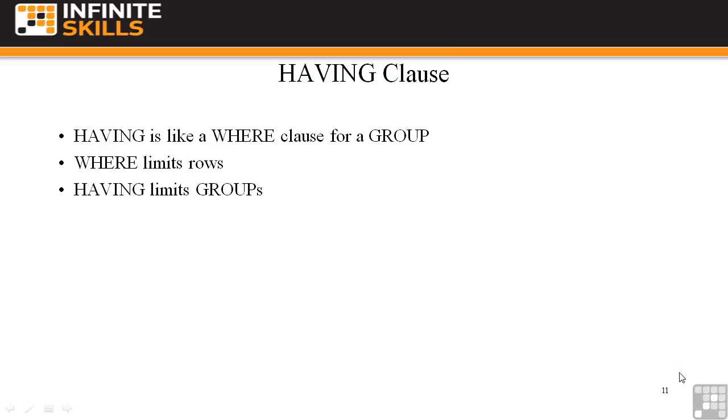We know how to eliminate rows by using the where clause, and a having clause is like a where clause for a group. The where clause limits the rows that come back. Having clause limits the groups.